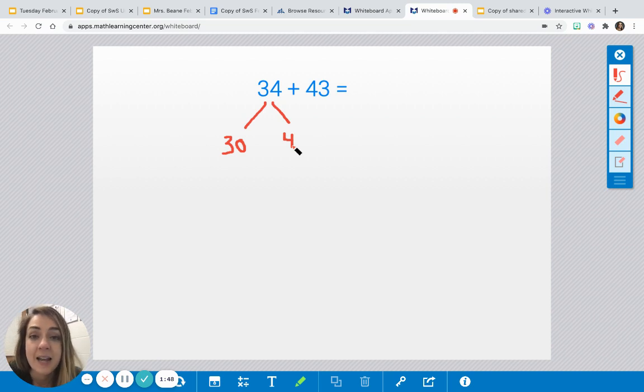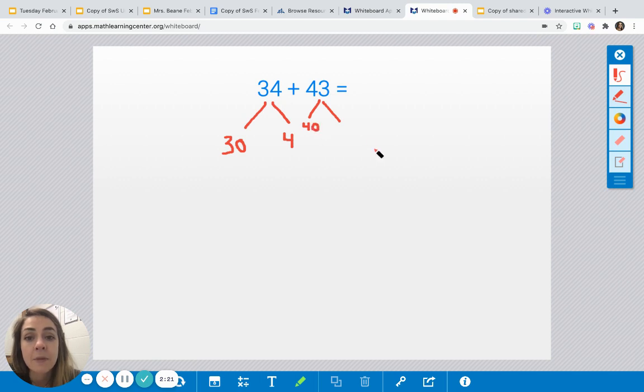Now I'm going to look at my next number, 43, and I'm going to do the same thing. I need to split it. So I'm going to draw those 2 lines. I'm going to look at the number that's in the tens place. And I'm going to think about what that number stands for. If there's a 4 in the tens place, that tells me that there's 4 groups of 10. So if there's 4 groups of 10, I know that equals 10, 20, 30, 40. So I'm going to write that, 40.